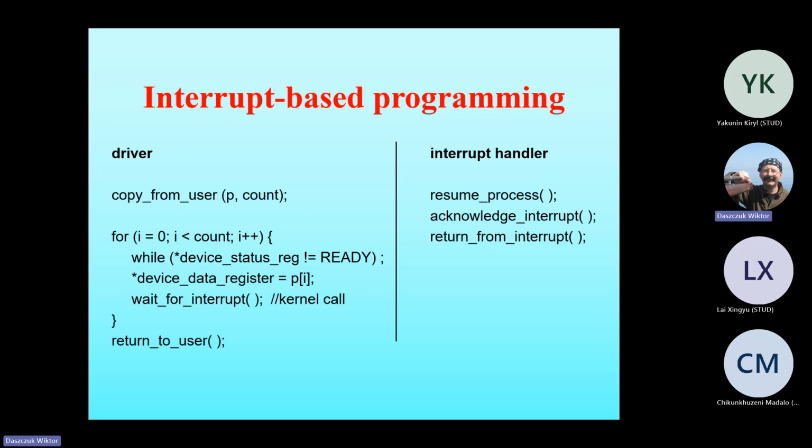But it is a model solution. So we resume the process that waits. Which process? It must introduce itself. It must set some variable that defines which process waits for the interrupt. And we resume just this process. Okay? But it is a model solution. We acknowledge the interrupt.